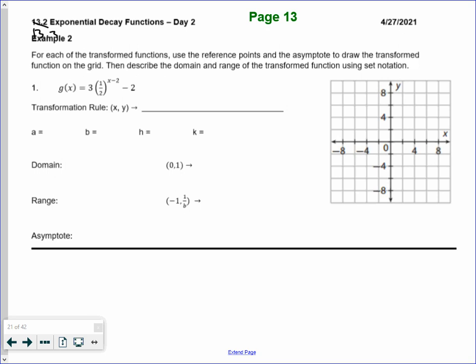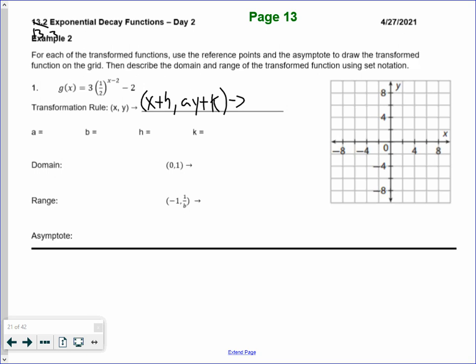So for number 1, we have g of x equals 3 times 1/2 raised to the x minus 2, minus 2. Our transformation rule is going to be the same transformation rule that we had for growth functions. They're both still exponential functions at the end of the day, so they're going to behave relatively similarly, and they're going to have the same transformation rule. So it's still going to be x plus h, comma a y plus k.